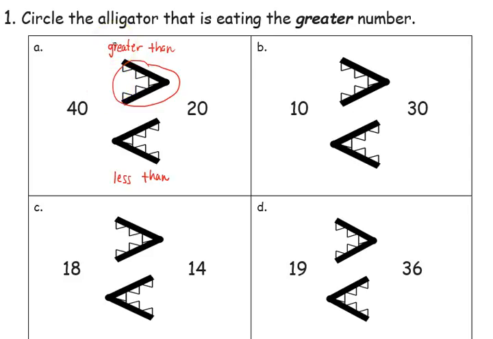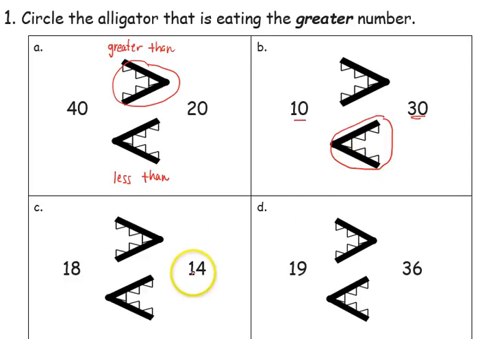Going across, I'm comparing 10 to 30. Well, 30 is the bigger number, so we would use this symbol because the mouth is pointed toward the bigger number. But I would read this as 10 is less than 30 when I read it from left to right, because this is the less than symbol. 10 is less than 30.